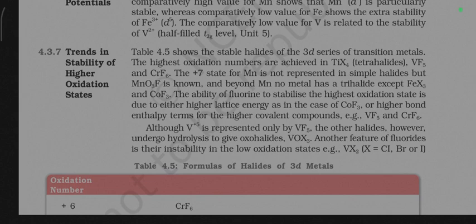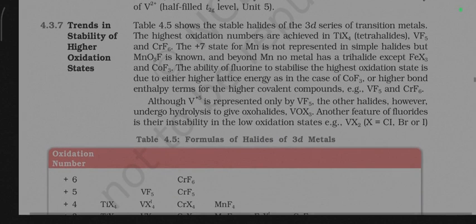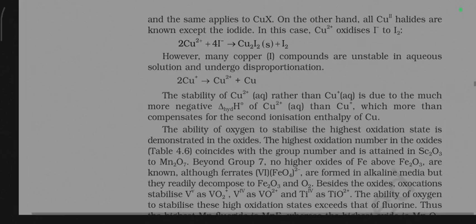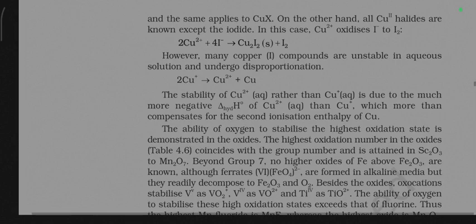+5 is represented only by VF5, the other halides, however, undergo hydrolysis to give oxohalides, VOX3. Another feature of fluorides is their instability in the low oxidation state, e.g. VX2, and the same applies to CuX. On the other hand, all Cu2+ halides are known except the iodide. In this case, Cu2+ oxidizes I- to I2.